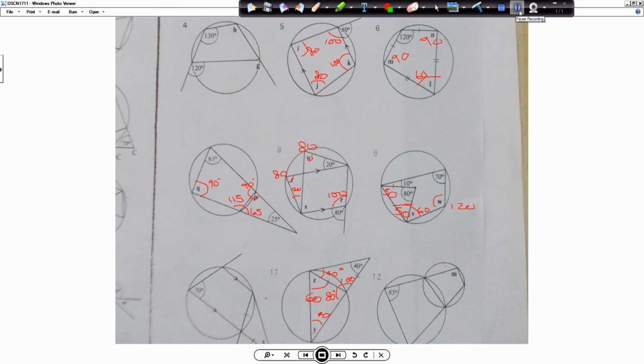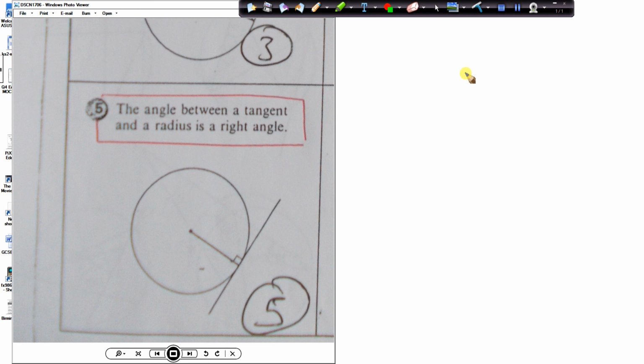Answers. So number 5, number 9, answer important there for you. Question number 5. The angle between a tangent. Okay, who knows what a tangent is? Explain to me what a tangent is. Tangent, which part of the line is it? A tangent is a line that just about touches a circle. Okay, the angle between a tangent and a radius is always a right angle.